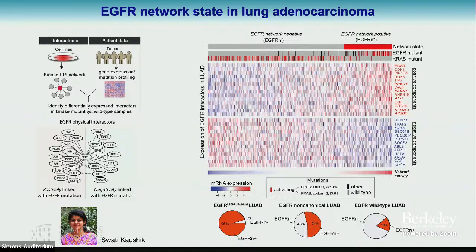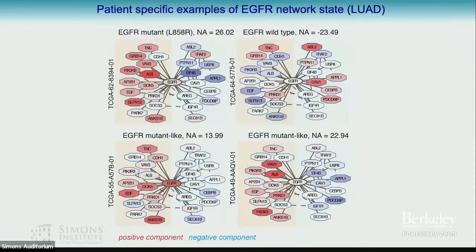So the question then becomes, what is going on here? Are these network positive tumors, are they actually signaling through EGFR or not? And so this is what the networks look like in our case. So for example, this is one particular patient tumor. This is the EGFR network in an EGFR mutant lung cancer.